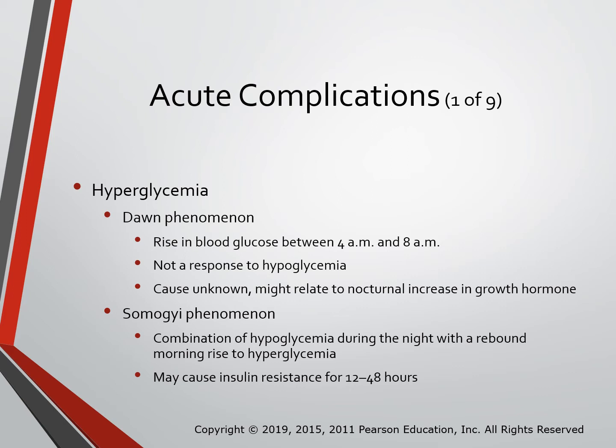The Dawn phenomenon is a rise in blood glucose between 4 a.m. and 8 a.m. that is not a response to hypoglycemia. This condition occurs in individuals with both type 1 and type 2. They don't know what causes it, but it is believed to relate to a nocturnal increase in growth hormone, which decreases peripheral uptake of glucose. So when you get up in the morning and check your blood sugar, it may be a little elevated.